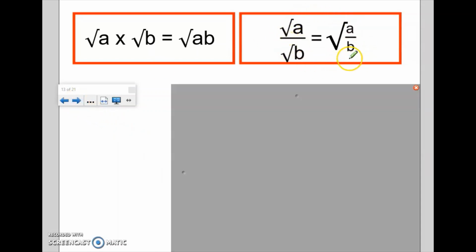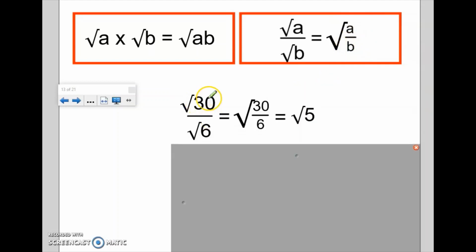Okay, we'll have a little look at this rule of surds, which is telling us that when we have a surd and we divide it by another surd, that is equal to the square root of the first number under the square root sign divided by the second number under the square root sign. Let's look at a few examples. Root 30 divided by root 6 is exactly the same as the square root of 30 over 6. 30 divided by 6, of course, being 5. So the simplified version of this is root 5.